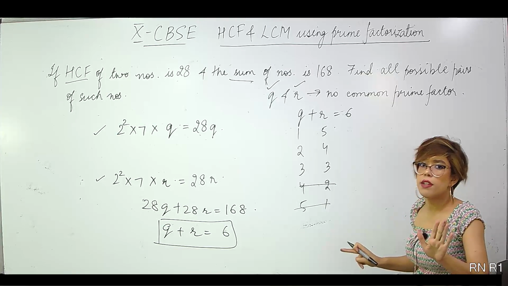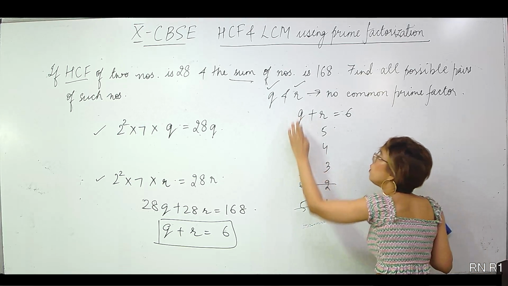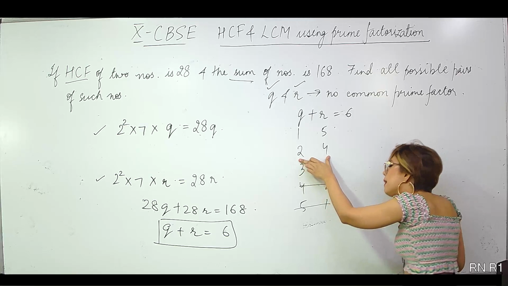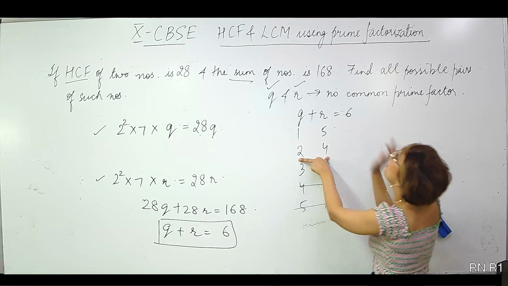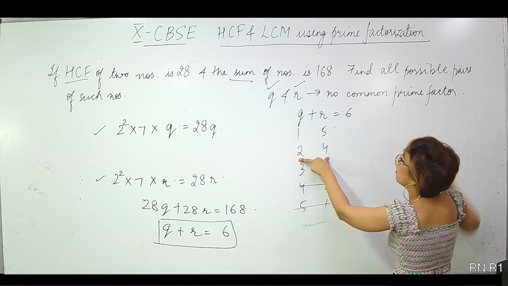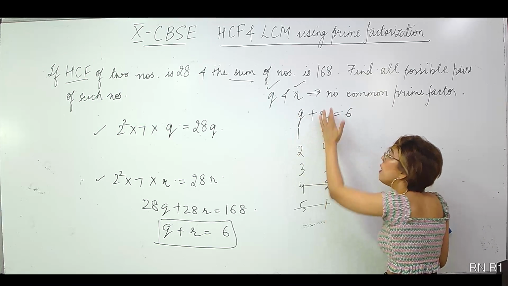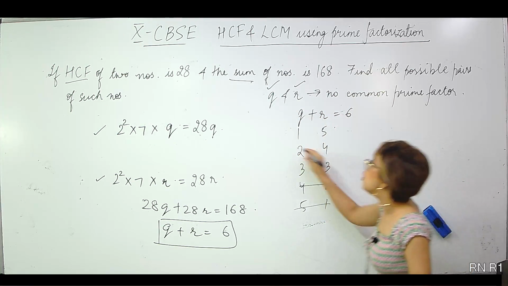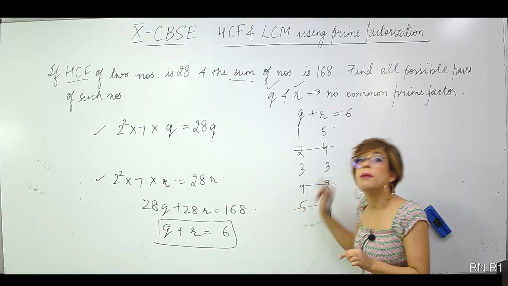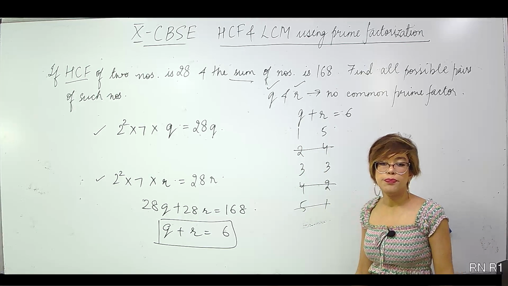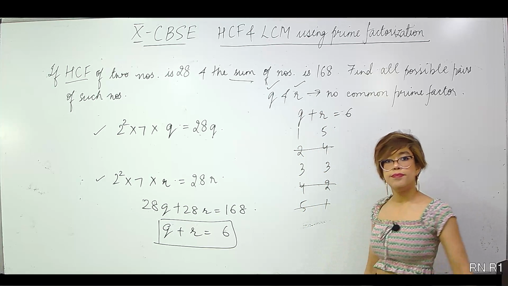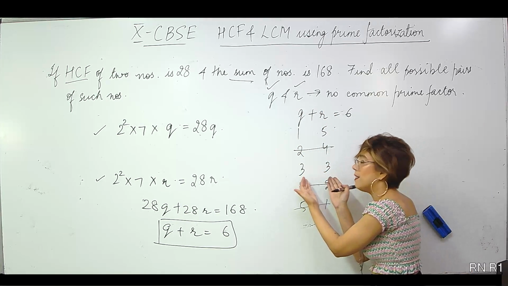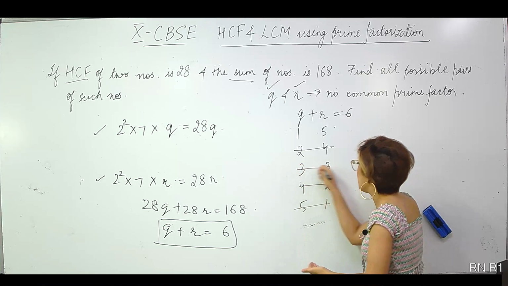No common prime factor is there, right? Look, if Q is 2 and R is 4, do you think it has a common prime factor? Yes, 2. But he says no common prime factor. That means, can you take Q as 2 and R as 4? The answer is no, because there is a common prime factor which is 2. Right? Next, can you take Q as 3 and R as 3? They have a common prime factor which is 3. So definitely I cannot take.